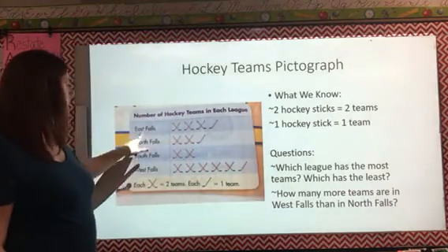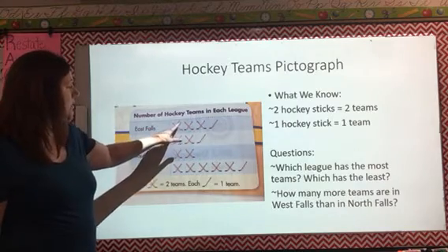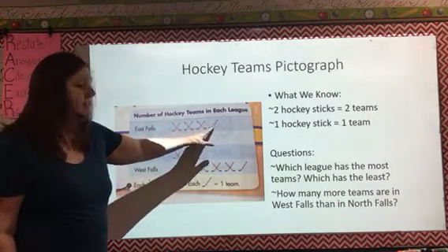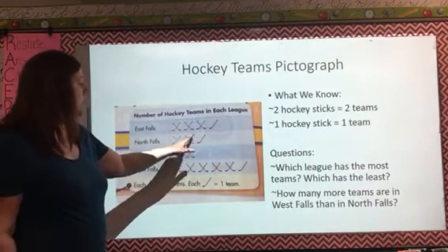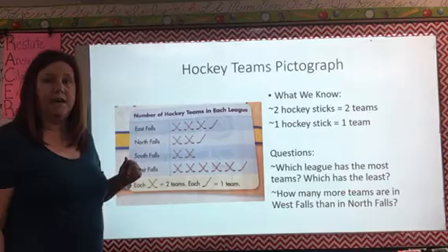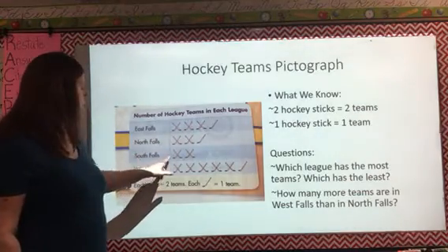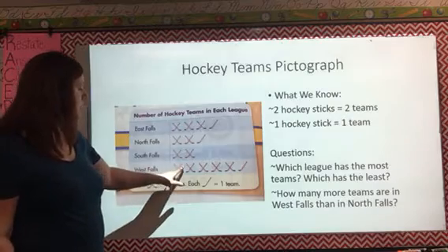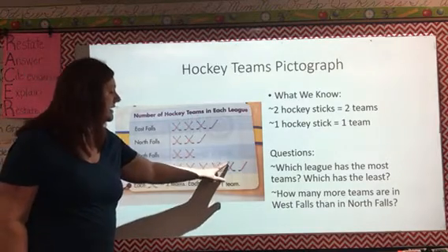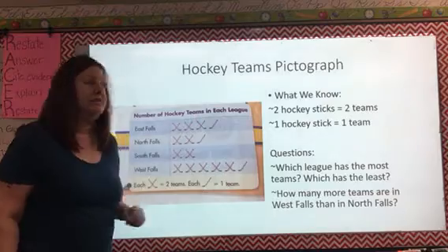Okay? So the East Falls has 2, 4, 6, 7 teams. The North Falls has 2, 4, 5 teams. Do you see how I'm counting that? The South Falls has 2, 4 teams, and the West Falls has 2, 4, 6, 8, 10, 11 teams.